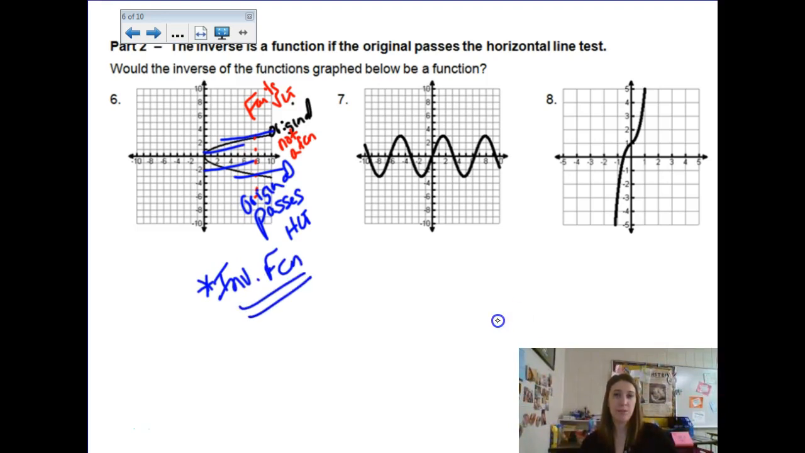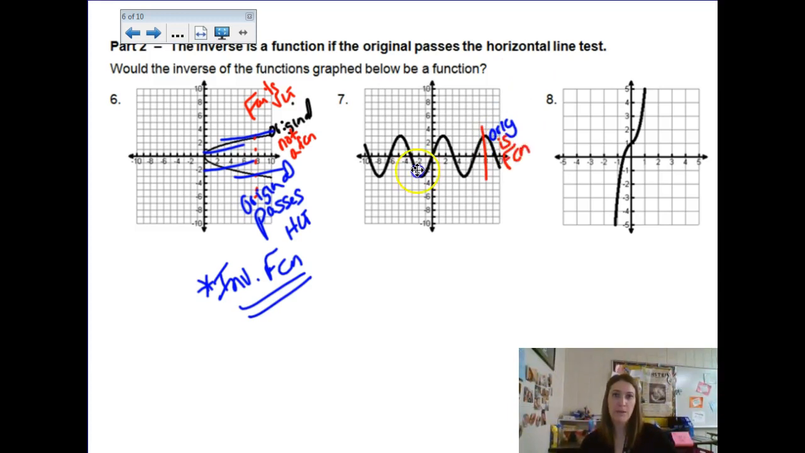Because the idea is if the original passes the horizontal line test, then the inverse would have passed the vertical line test. And since I don't know what the inverse looks like, I have to kind of trust this horizontal line test. Alright, so again here on number 7, this is the original. And he does pass the vertical line test. So the original is a function.